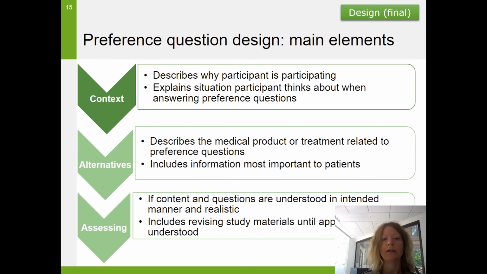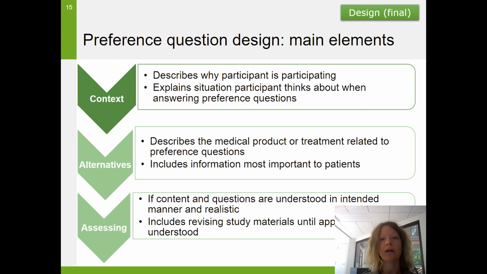So for example, it explains a situation that the participant needs to think about when they're answering the question. This kind of example, it could be, assume that there is a hypothetical treatment to slow your cognitive decline, which we need you to understand the different treatment options that could be available and compare them.